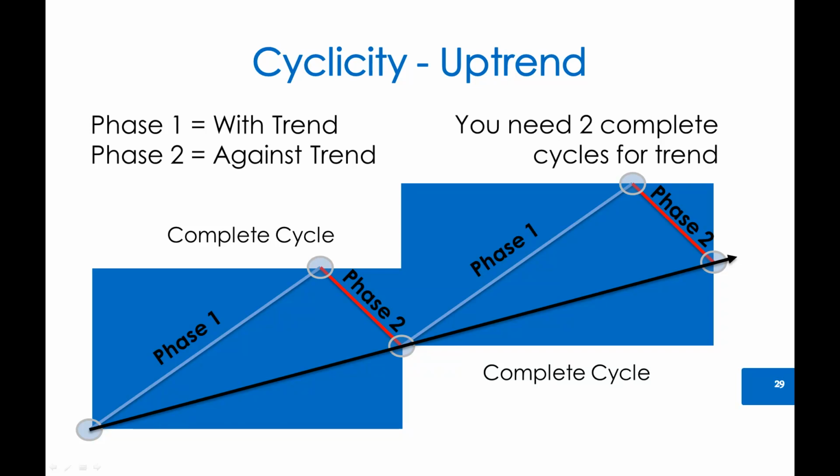As a trader, you need to see two complete cycles for a trend to be established. So as a trader, if you're looking at a price chart, you are looking to establish a trend by seeing a minimum of two complete cycles in order to, on a high probability basis, be able to say that in this case you have an uptrend.